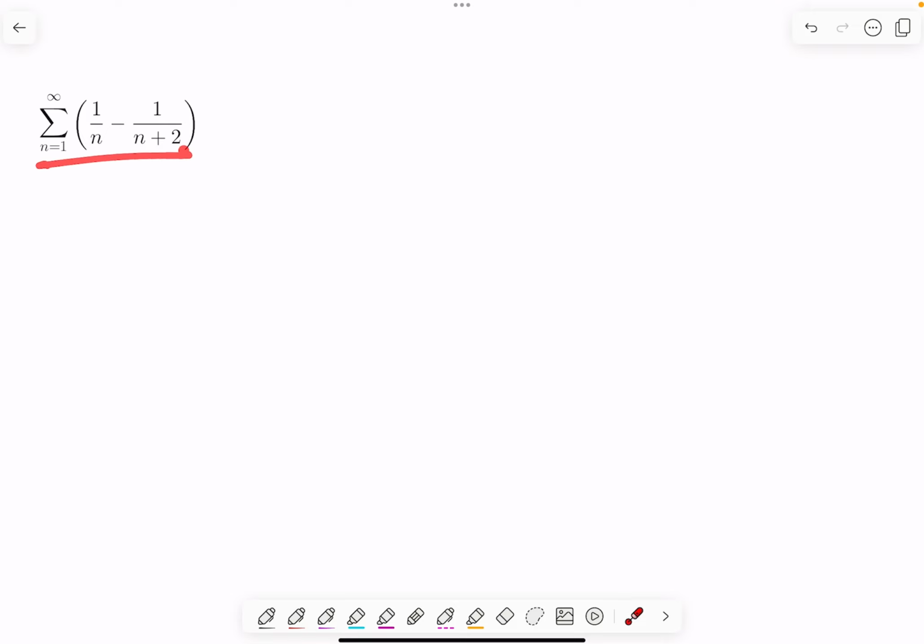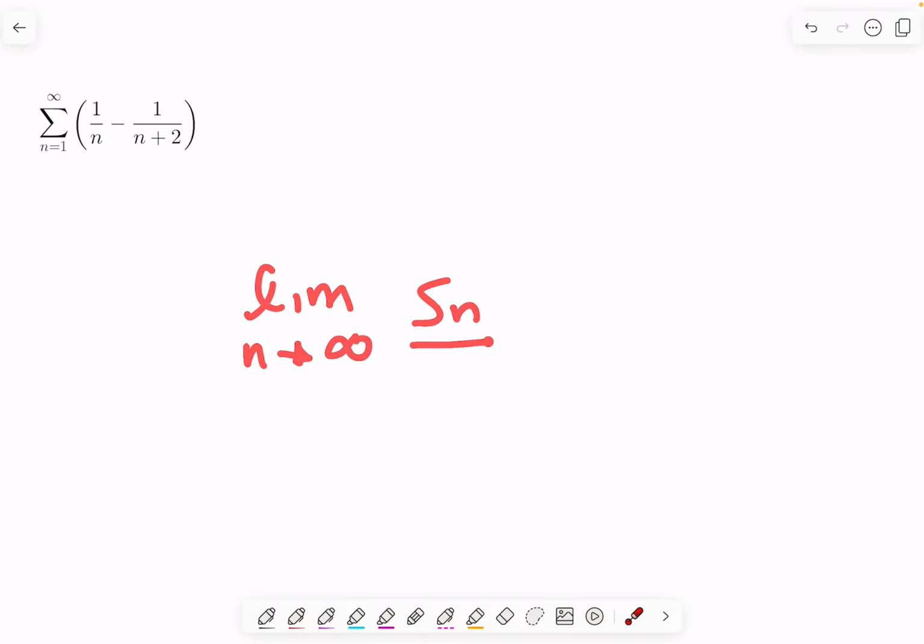This is a telescoping series, and they're asking us to find if it converges or diverges, and if it does converge, what does it converge to? And that's an interesting thing about the telescoping series: you can actually find what it converges to by just taking the limit of the sequence of partial sums.